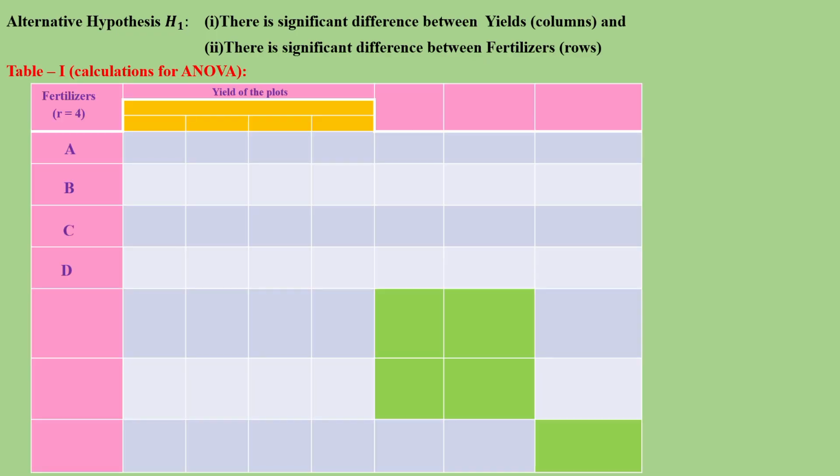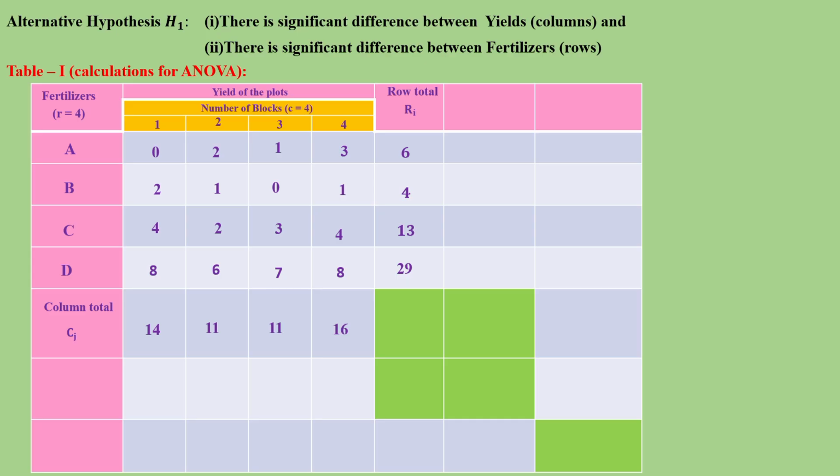So write the fertilizers A, B, C, D, yields 1, 2, 3, 4. Then write the revised data after shifting the origin. Then first find the row totals: first row 6, second row 4, third row 13, fourth row 29. Similarly find the column totals: first column 14, second column 11, third column 11, fourth column 16. Then find the grand total G, adding all row totals or column totals; both should be the same. G is equal to 52.